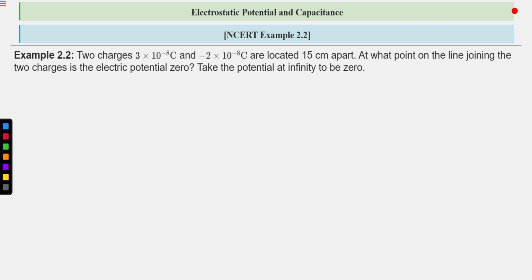So here is the first example, example 2.2. Two charges, 3 × 10^-8 coulomb and -2 × 10^-8 coulomb, are located 15 centimeter apart. At which point on the line joining the two charges is the electric potential 0? It means we have to find the point on the line joining these two charges where the electric potential due to these two charges becomes 0. Take the potential at infinity to be 0.